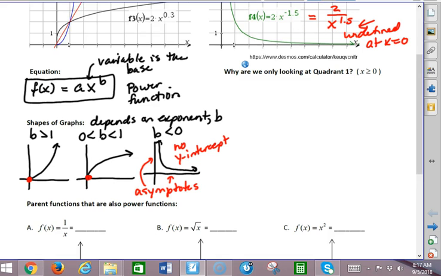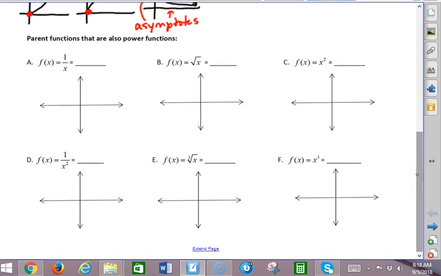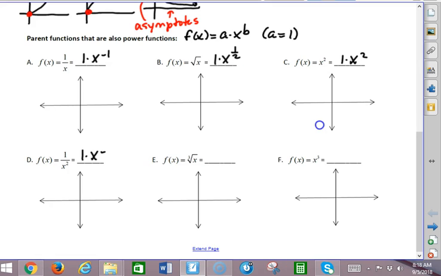And these actually should look kind of familiar to you because some of our parent functions have those shapes. So if we look at our parent functions here, we can see that all six of these parent functions can be written in the form f of x equals a times x to the b. In every one of these, a is equal to 1. So 1 over x can be written as 1 times x to the negative 1. This can be written as 1 times x to the 1/2 power. This is 1 times x squared. This is 1 times x to the negative 2. This is 1 times x to the 1/3. And this is 1 times x cubed.